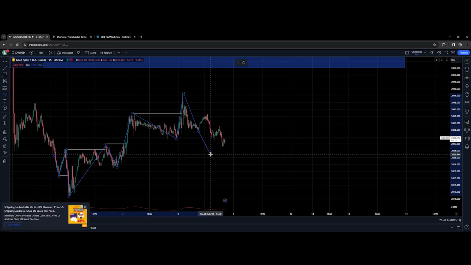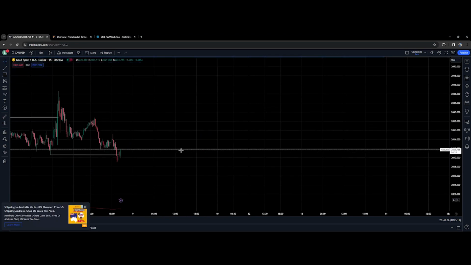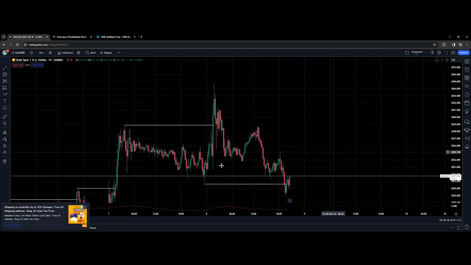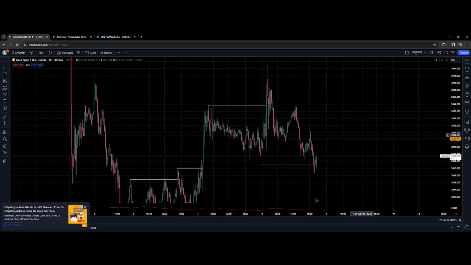They broke the actual bottom here of this pullback. Okay, so it just broke the bottom. So now what we can wait for is a pullback to somewhere around those levels, to maybe find a good spot to short the market.